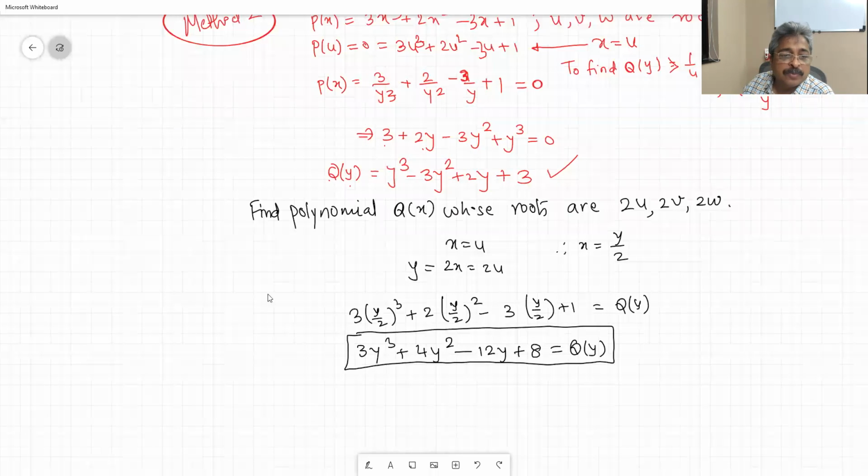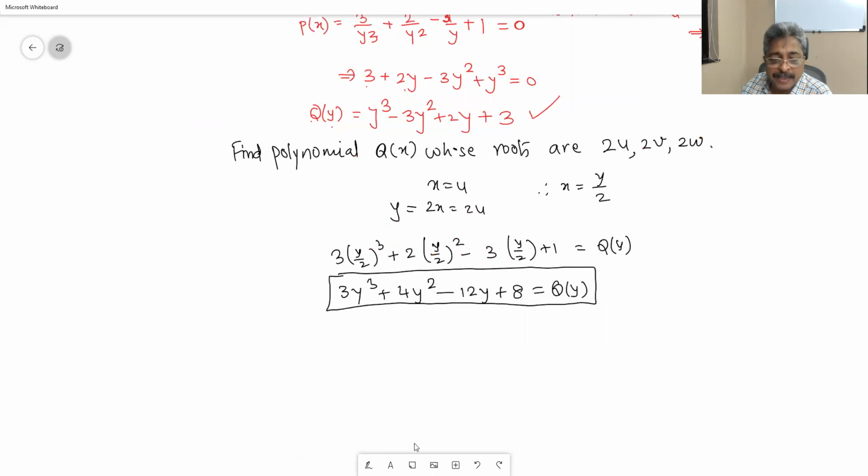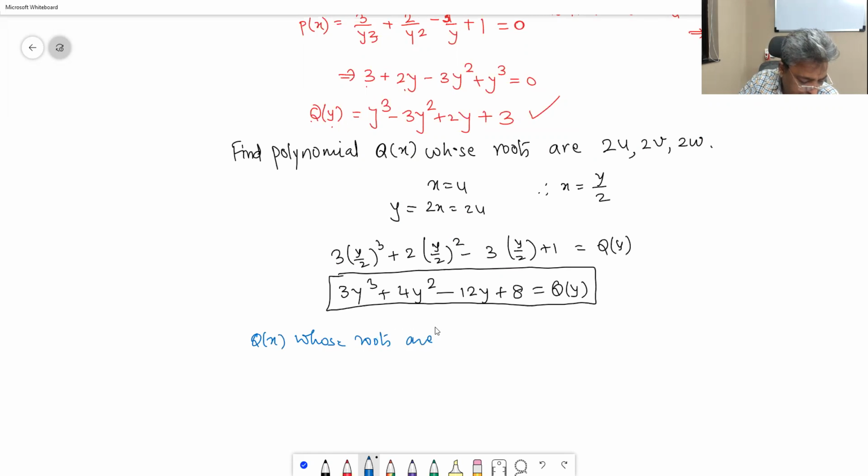Next question. Same, p of x is the same. You are supposed to find q of x whose roots are u plus 2, v plus 2, w plus 2.